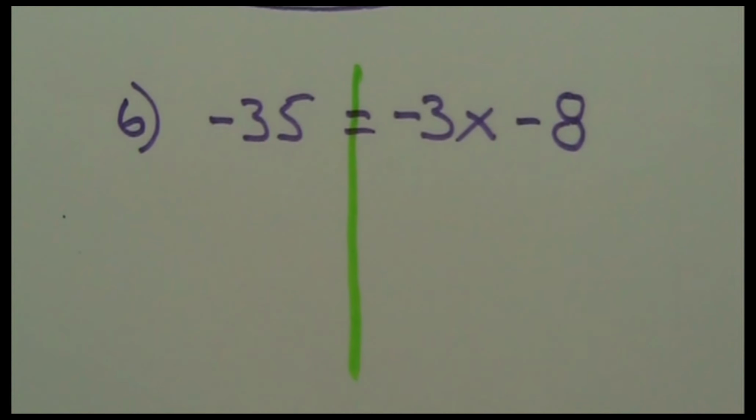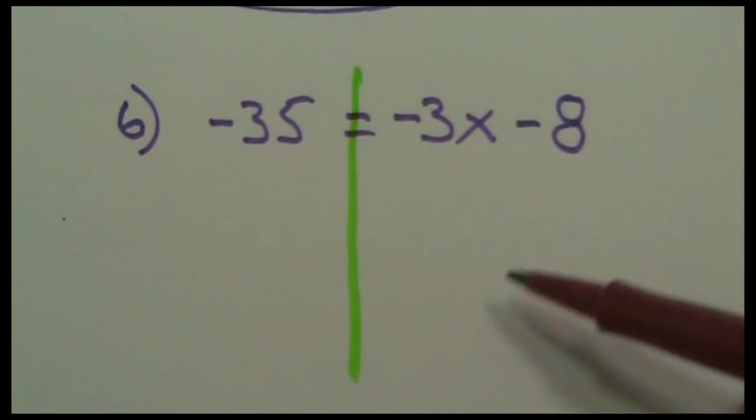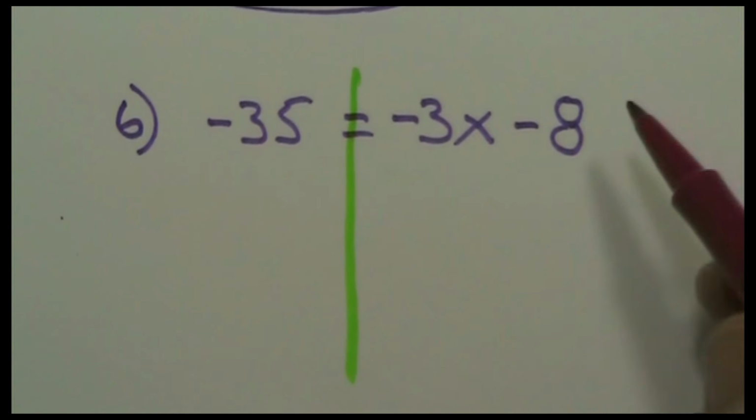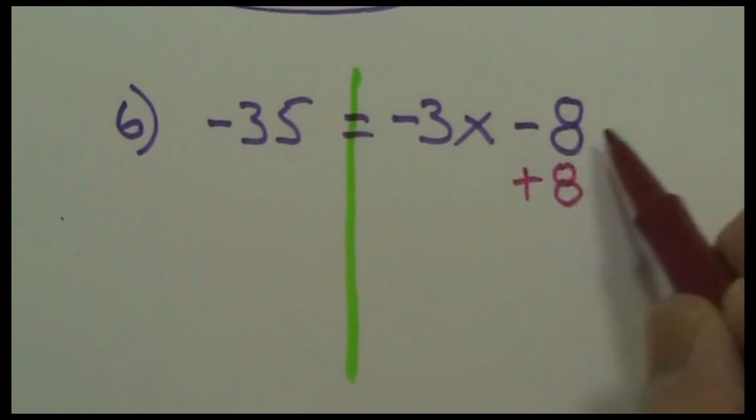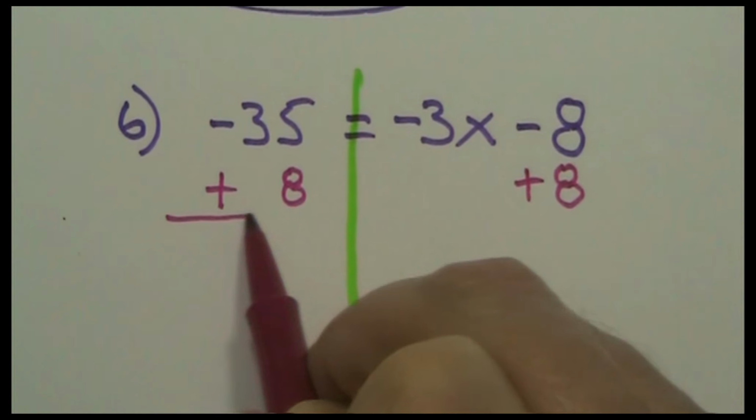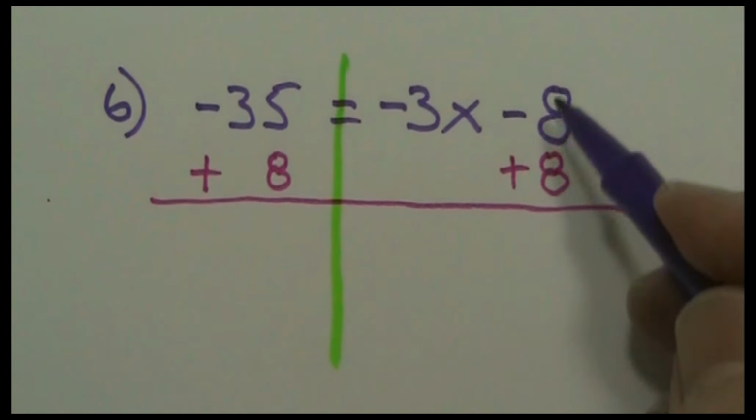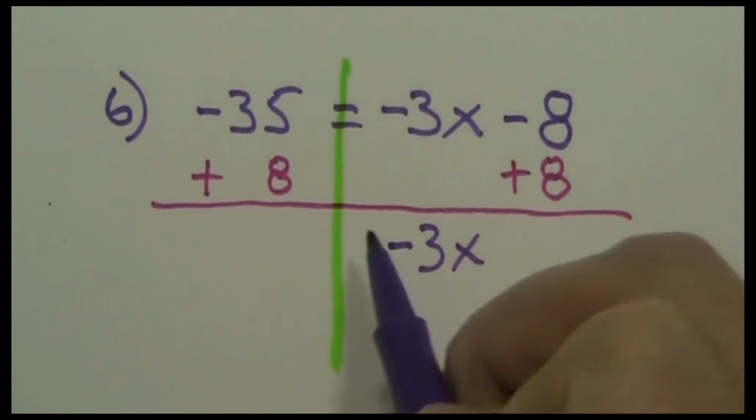So you have a left and right side. So we have negative 3x minus 8. We're going to work on this right side first. You want to get the letter by itself. So to get the variable by itself, get rid of the constant, negative 8. So we add 8. That's minus 8, so I add 8. Do it to both sides. So this will be 0, and you're left with negative 3x.